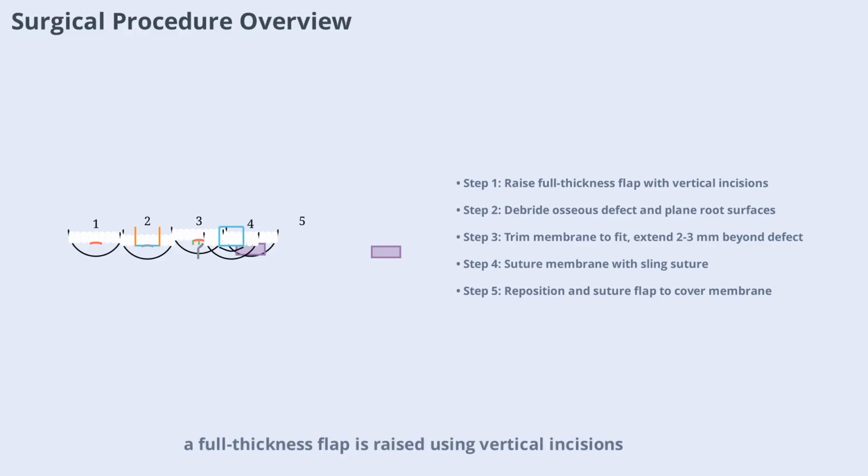First, a full thickness flap is raised using vertical incisions, extending at least 2 teeth anteriorly and 1 tooth distally to the treated tooth. Next, the osseous defect is thoroughly debrided, and the root surfaces are planed. The barrier membrane is then trimmed to fit the defect, extending 2 to 3 millimeters beyond the margins. The membrane is secured with a sling suture, and the flap is repositioned and sutured to cover the membrane completely.